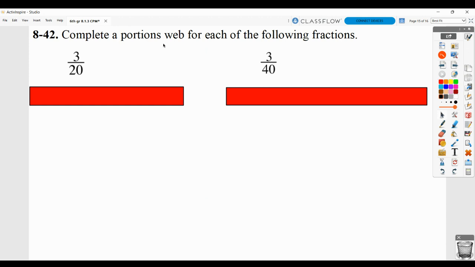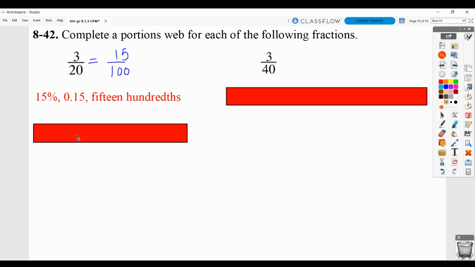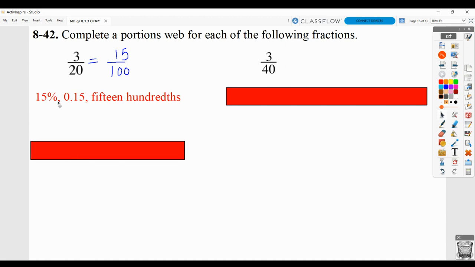Here you have to complete a portions web. Remember, a portions web means we're going to have our fraction, decimal, percent, and words. So we have here a fraction. One way to change it would be to go ahead and use a giant 1 and change it to hundredths, because we know percent is out of 100. And we can also use hundredths to get the decimal. So this is times 5 in the denominator, so times 5 in the numerator. If we do that, we would get 15 out of 100 is 15%. It's also 15 hundredths as a decimal and 15 hundredths in words.